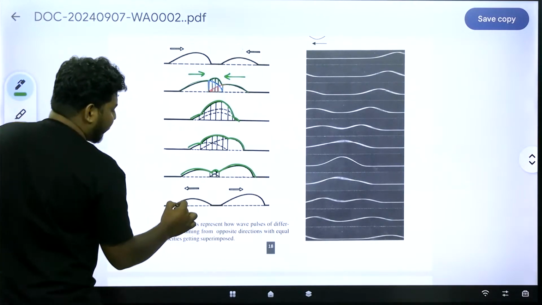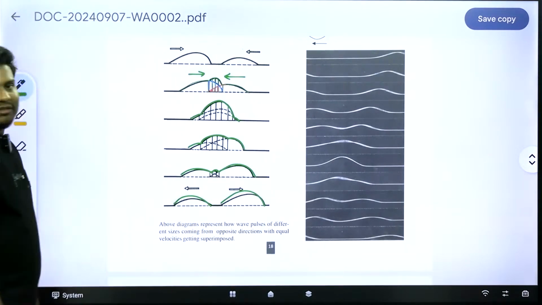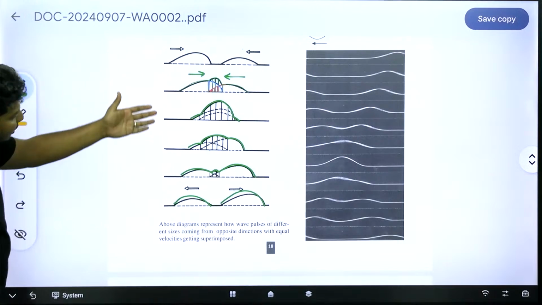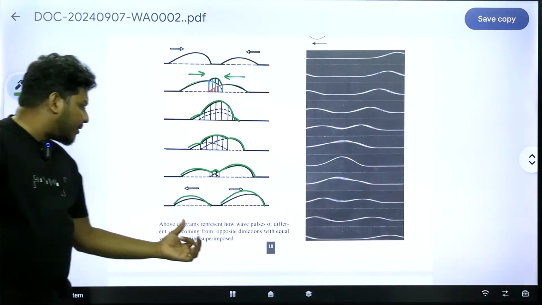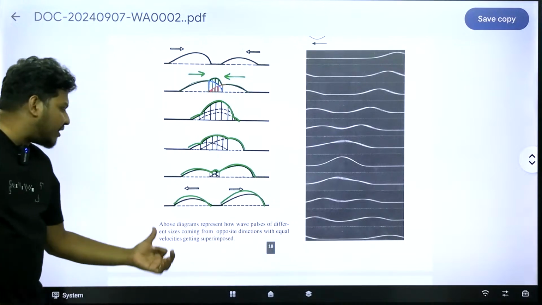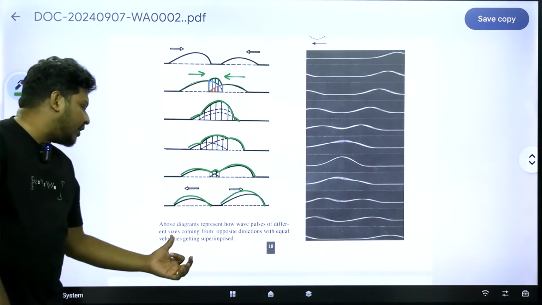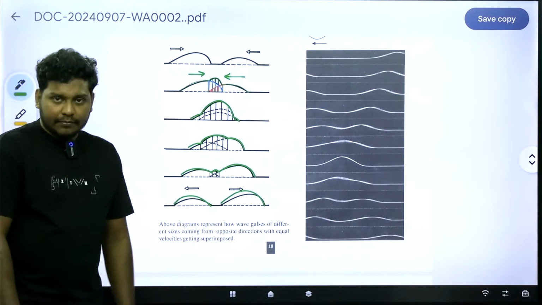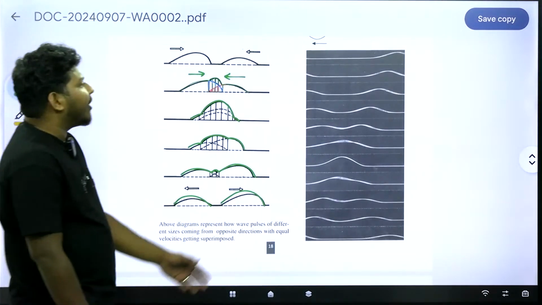After that, both of them are moving individually in these two directions. So this is how the superposition is working. Look at the pattern, how it looks like. The above diagram represents how wave pulses of different size coming from opposite directions with equal velocities get superposed. So this is how it's working, guys. Look at the patterns.